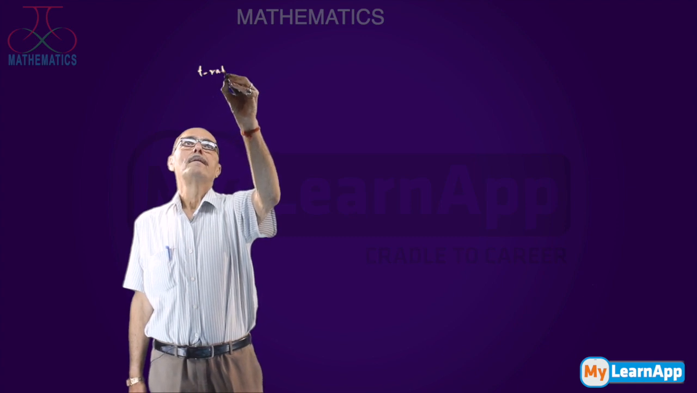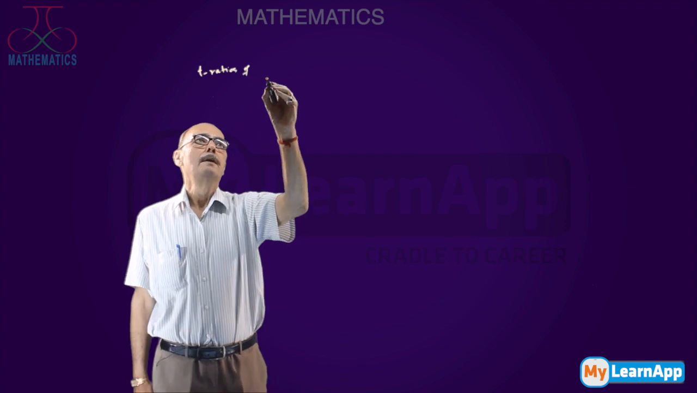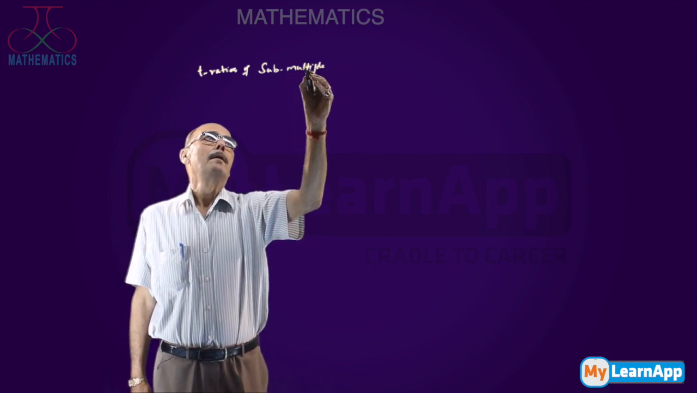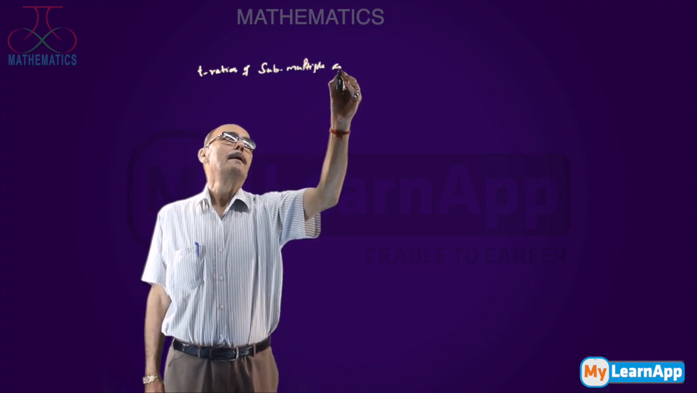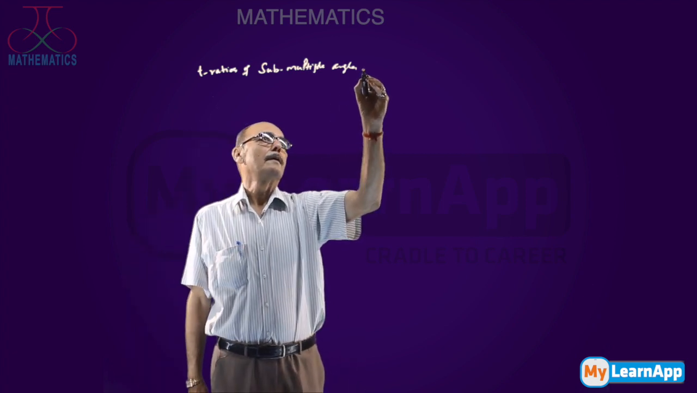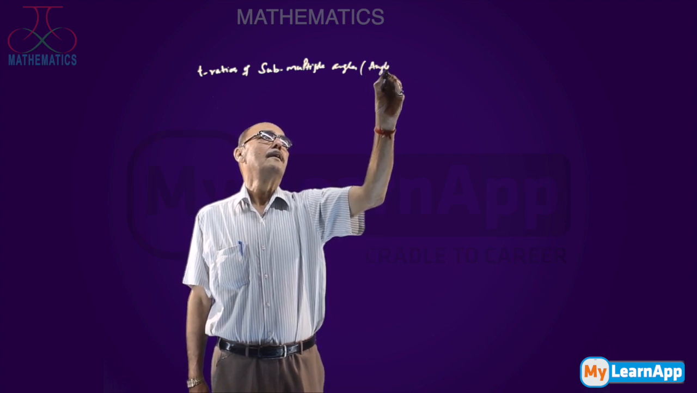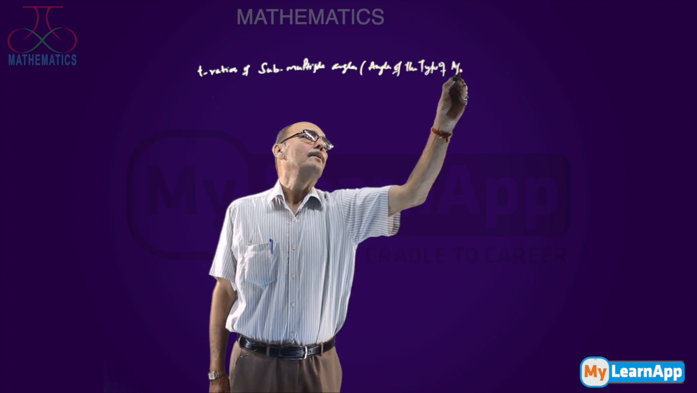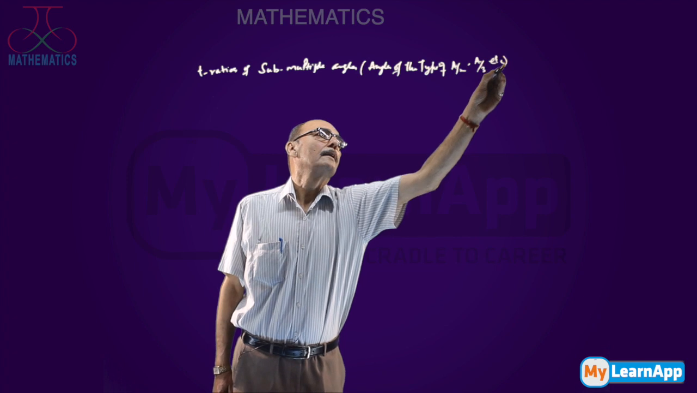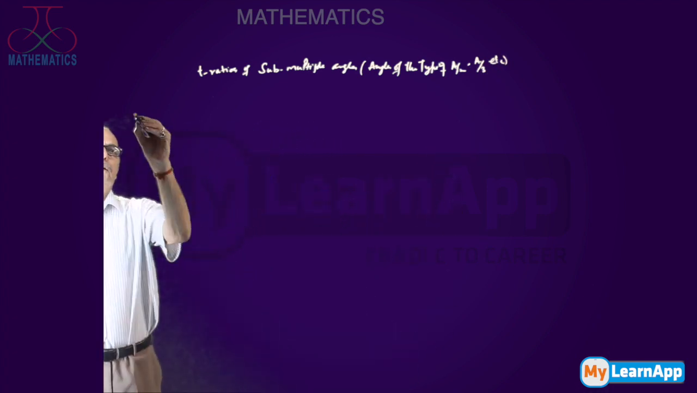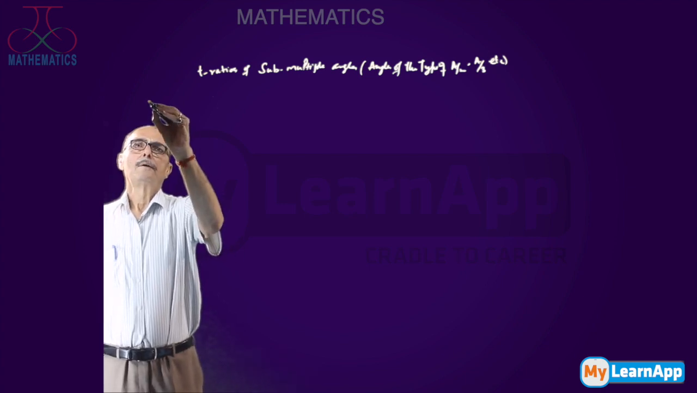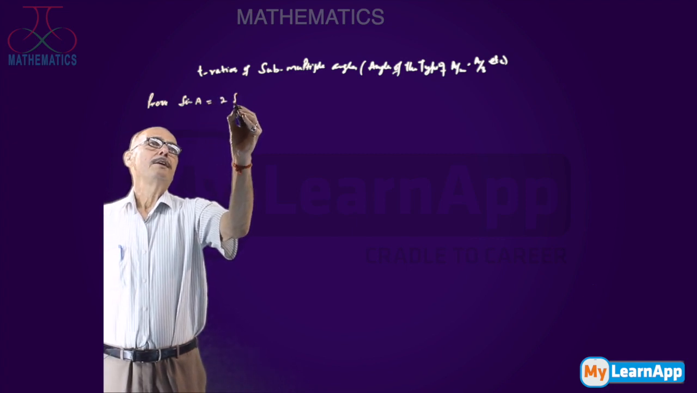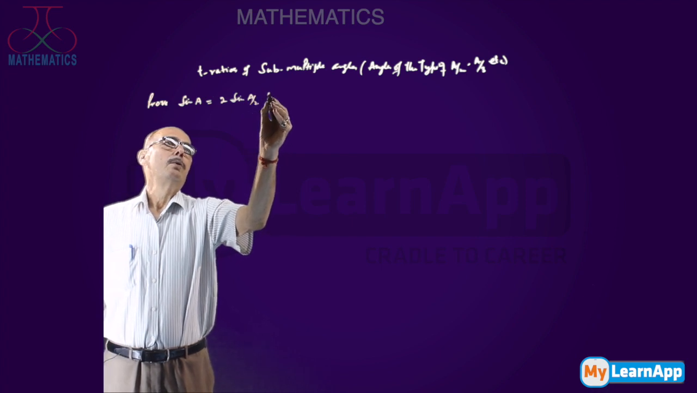T ratios of some multiple angles, that is, angles of the type A by 2, A by 3, etc. This is proof that sine of A is equal to 2 sine of A by 2 cos of A by 2.